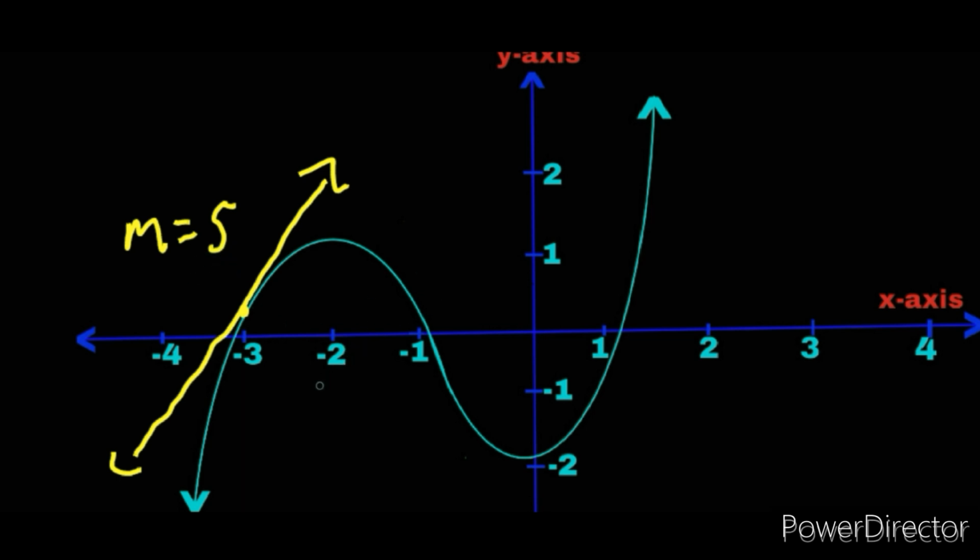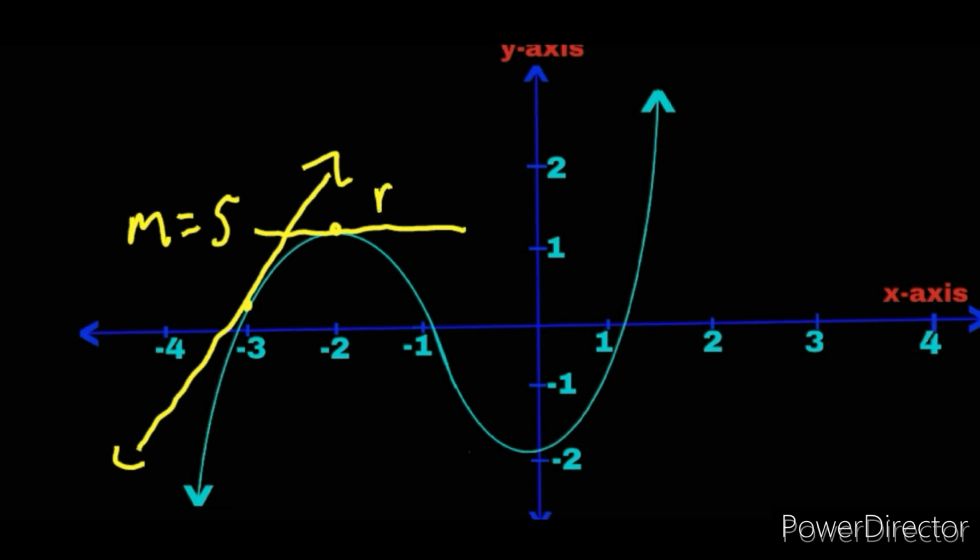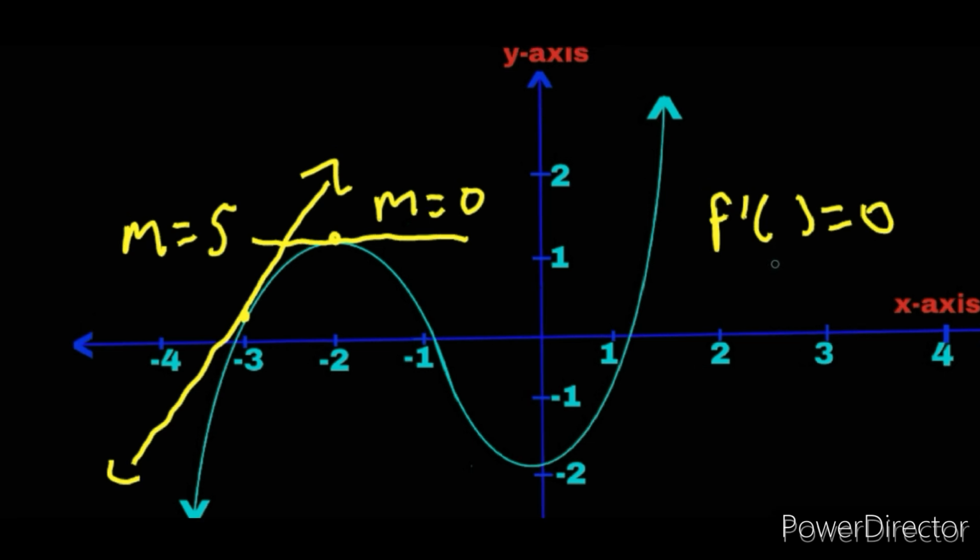If we draw a tangent at x is equal to -2, it's going to be a horizontal tangent because it's at a turning point. If a tangent is horizontal, it's neither increasing nor decreasing. So the gradient of this tangent is 0. That is why turning points are also called stationary points. That is why whenever you find your turning point or stationary point, you always say the first derivative is equal to 0. The reason is that the gradient of the tangent is 0 at the turning point.